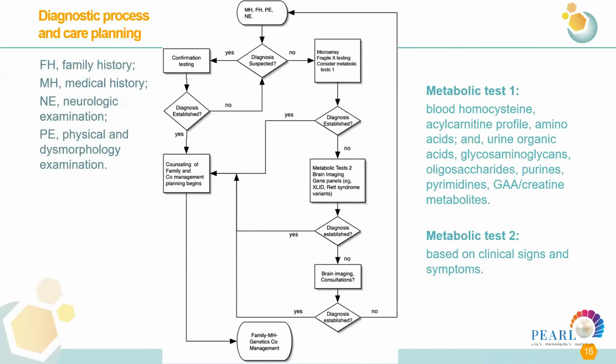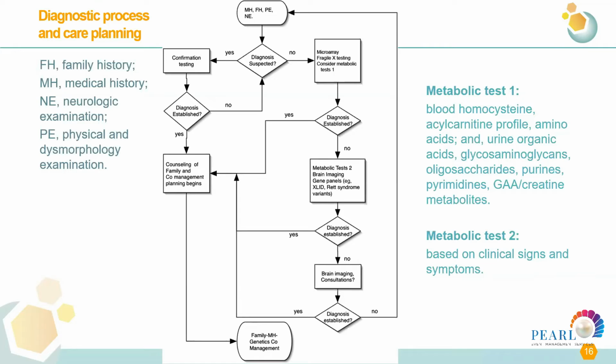So this is the flow of the report. First you start with the comprehensive family history, medical history, neurologic exam, and physical exam with a focus on dysmorphology. If you suspect a diagnosis based on your initial assessment, you can do confirmatory testing based on your suspicion. However, if you do not suspect a specific diagnosis, you go towards the other path, which includes, as I mentioned, a microarray, Fragile X testing, and to consider the first tier of metabolic investigations, which I list here.